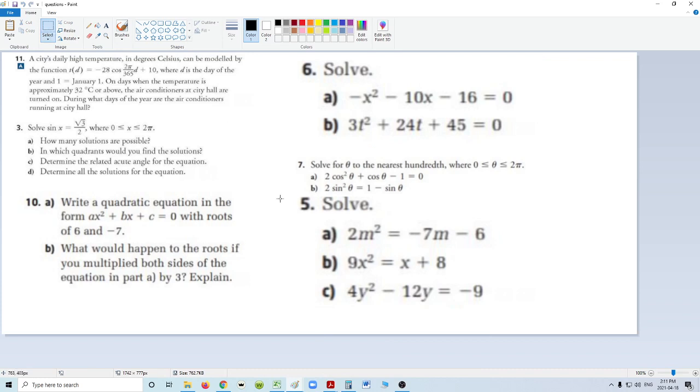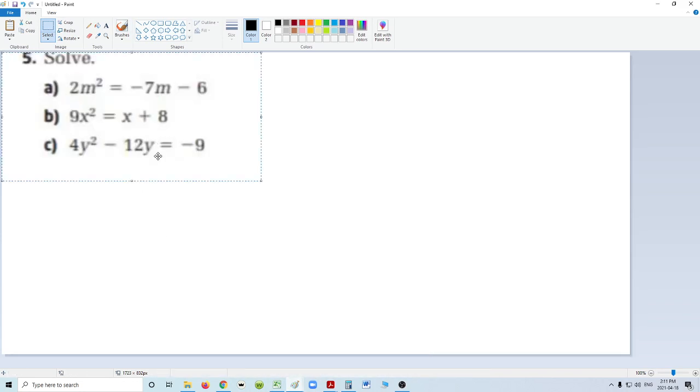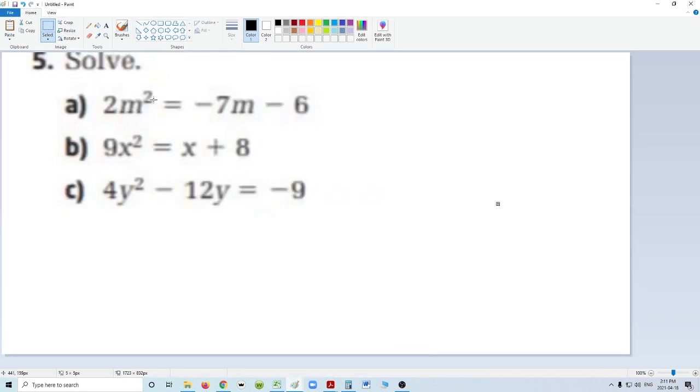I'm going to jump to these because these are the same. They just have to be rearranged. Okay, so how do you figure this out? Well, you get it all to the other side so that it equals 0. So to get these to the other side, I'll do it step by step. I add 6 to both sides. So I've got to add 6.